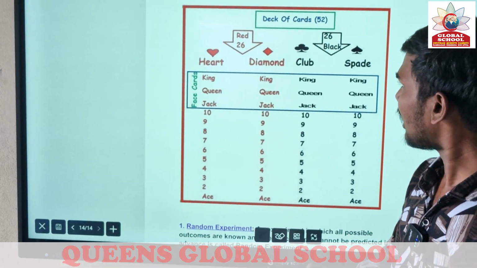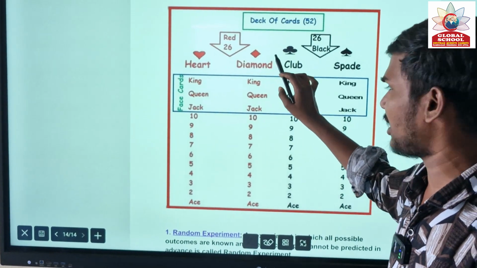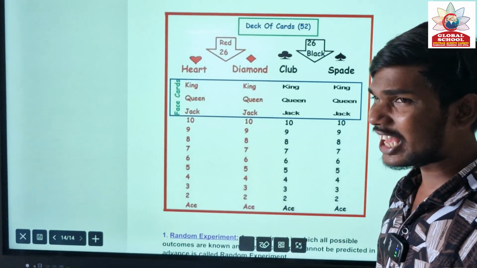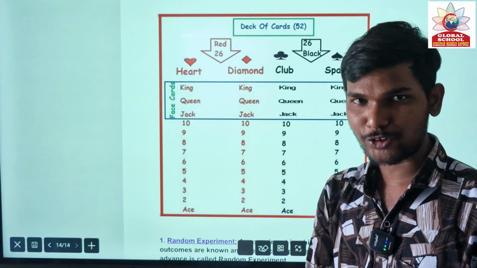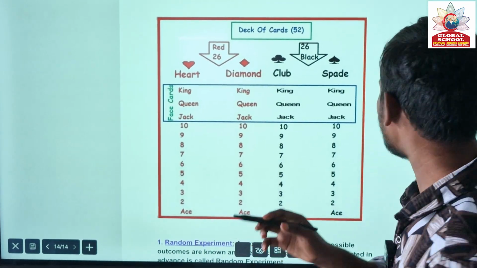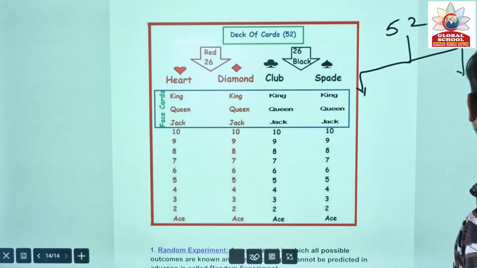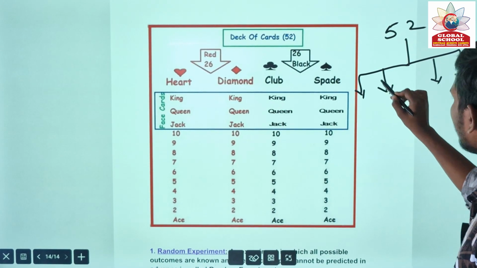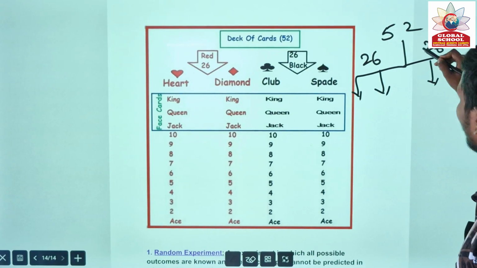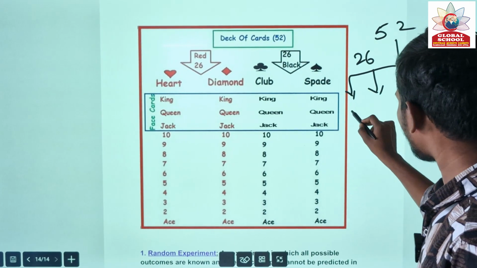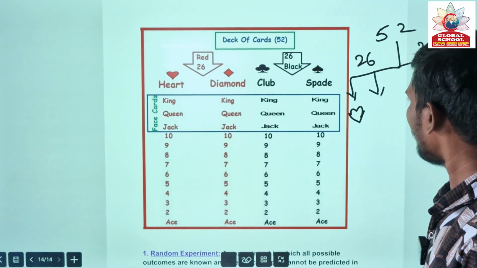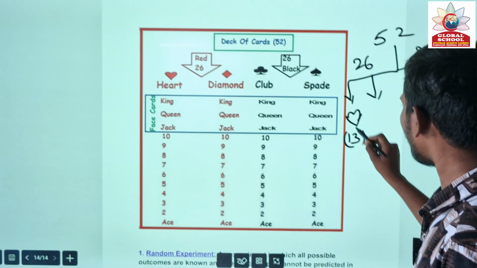Students, we can first understand a very important topic, the deck of playing cards. The deck of playing cards consists of 52 cards. It can be categorized into 4 groups. 26 are red cards, 26 are black cards. First is red hearts. First 13 can be red hearts.